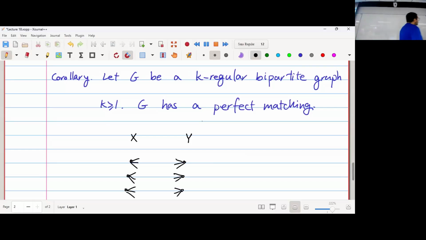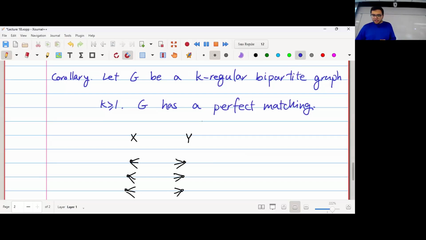So the first thing is that the size of the two parts has to be equal. The size of X should be the same as the size of Y. Why is that? Because just count the number of edges. How many edges do I have in this graph?